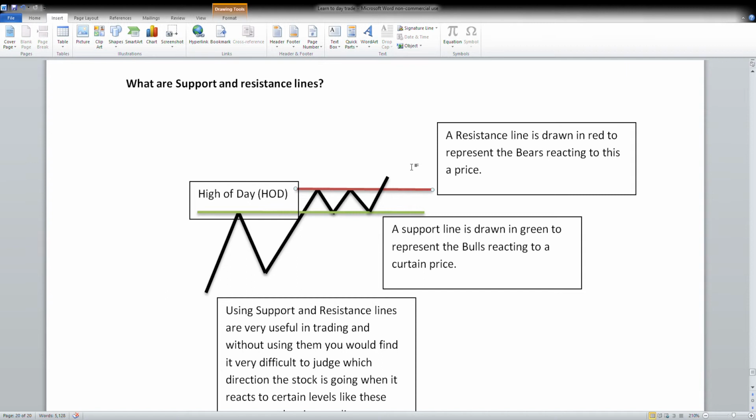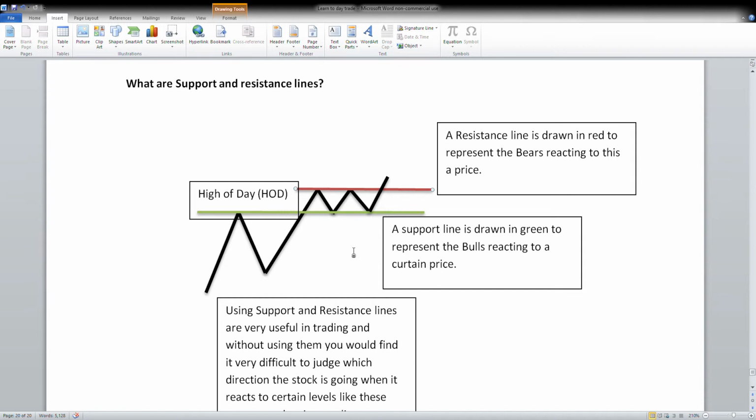So let me start with a support line. A support line is drawn in green to represent the bulls, aka the buyers, reacting to a certain price. And a resistance line drawn in red represents the bears, aka the short sellers, reacting to a certain price.